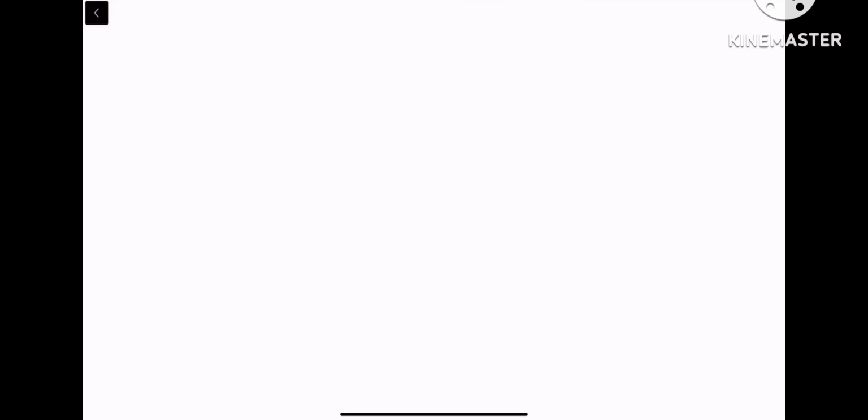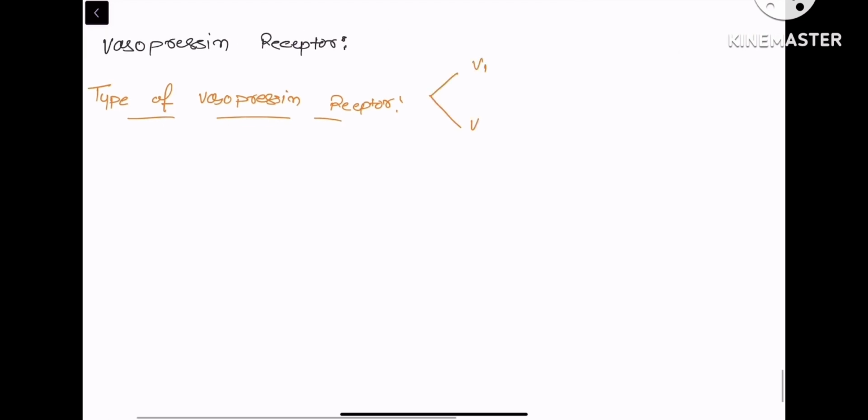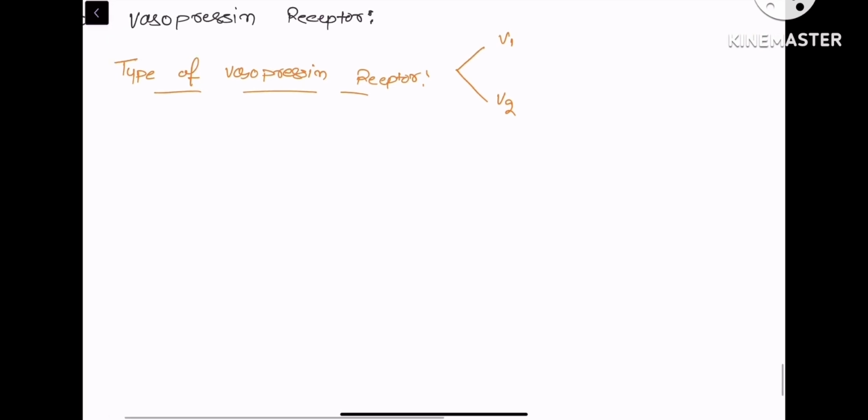So come to the types of receptors where the antidiuretics act. So we have the vasopressin receptor. Now let's discuss the types of vasopressin receptors. We have two types of receptors, V1 receptor and V2 receptor.